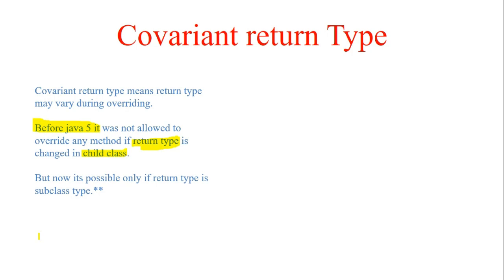I know it is difficult to understand, so wait for the next video. In the next video, I'll tell you how to implement covariant types in Java. But this is an important concept. The concept was introduced in Java 5, and it says that the child can have a different return type, but the important point is that the return type must be a child of the parent's return type.